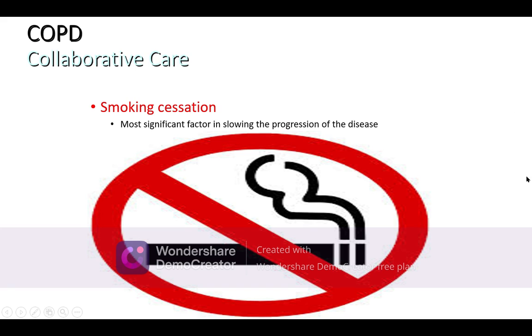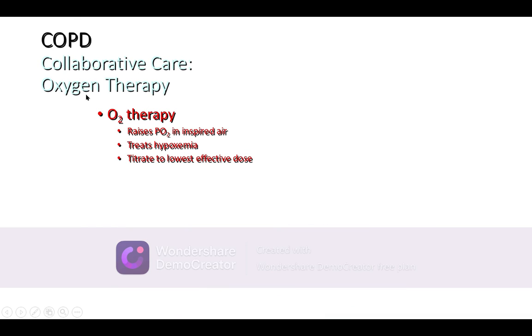Now, collaborative care is there. Of course, there is no cure. Avoid smoking, number one. Number two, the gold standard is oxygen therapy, intermittent, at home, as home therapy. It will raise the PO2 in the inspired air, treat hypoxemia, and be titrated to the lowest effective dose. Intermittent: 2.5 liters per minute for 10 to 15 minutes, and then rest for 45 minutes, and then give again for 15 minutes. And this period will be increased while the inspired oxygen will be decreased.